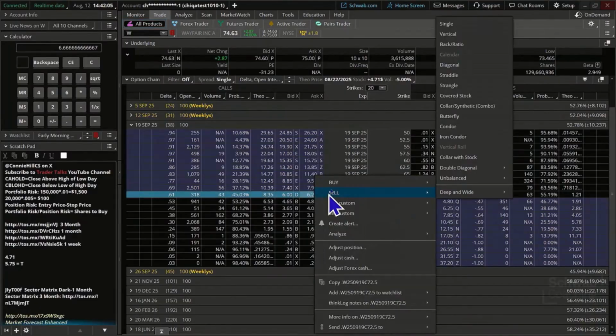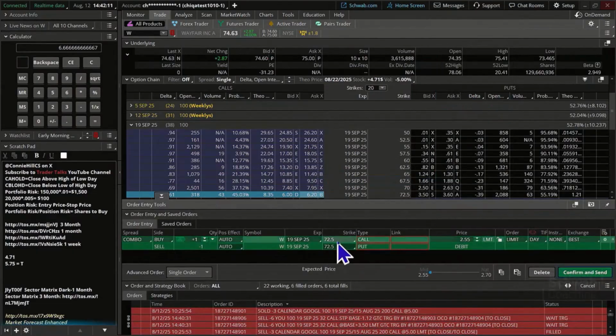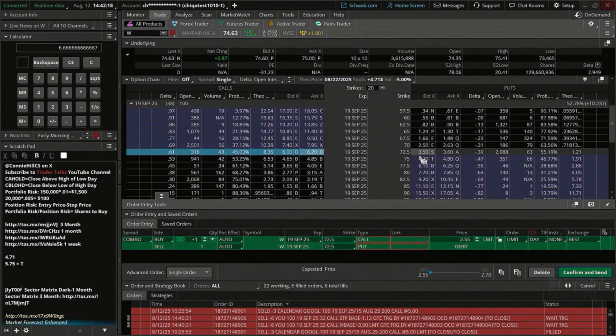What I'm going to do here is right mouse click, and I'm going to say buy, and then we're going to come up here to synthetic. It's going to grab the strike on the put side as well, and it's going to give us a net because by selling the put, we bring in a credit that can lower our net debit. So we're getting into the trade for in the neighborhood of around 255 as opposed to 620.